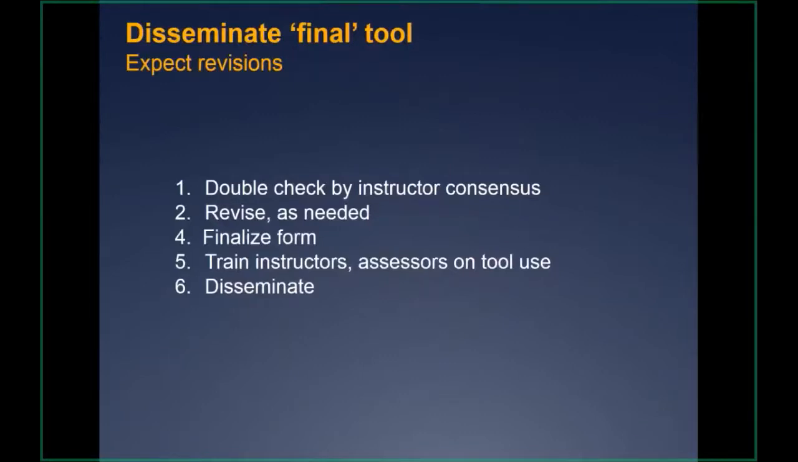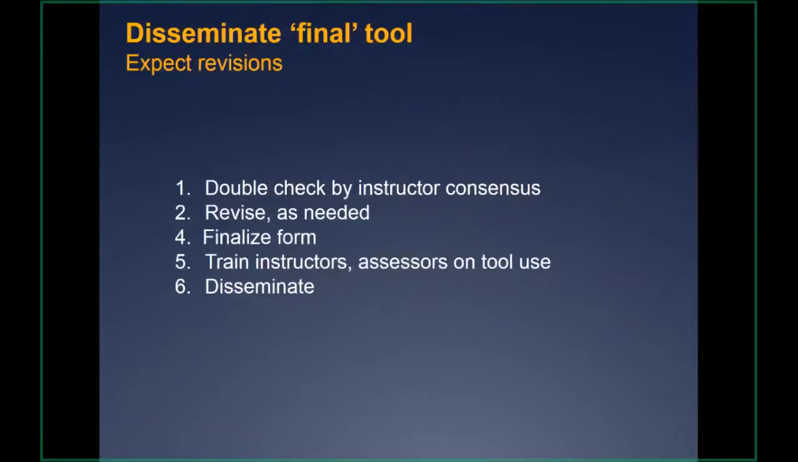You're not quite done. After you've double-checked by instructor consensus, you may need to revise again. You may need to go through and do that content validation again. Sometimes it's overkill, and you can just have it reviewed by a few close-armed colleagues for a final pass, and that's okay. Then we finalize the form.